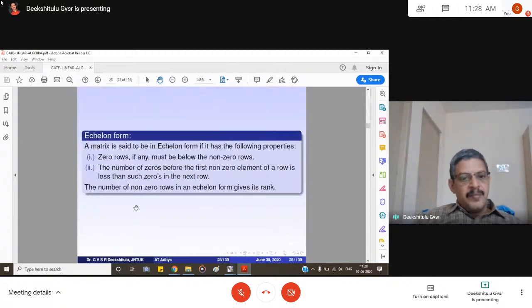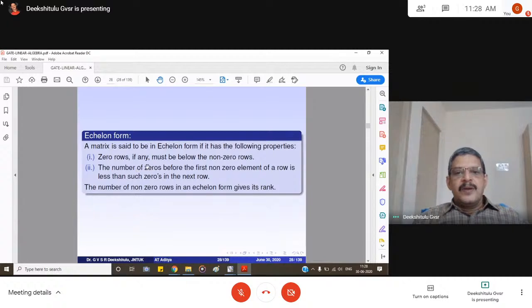Then one important form to find the rank of a matrix is echelon form. Echelon form. What is echelon form? A matrix is said to be in echelon form if it satisfies the following 2 properties.